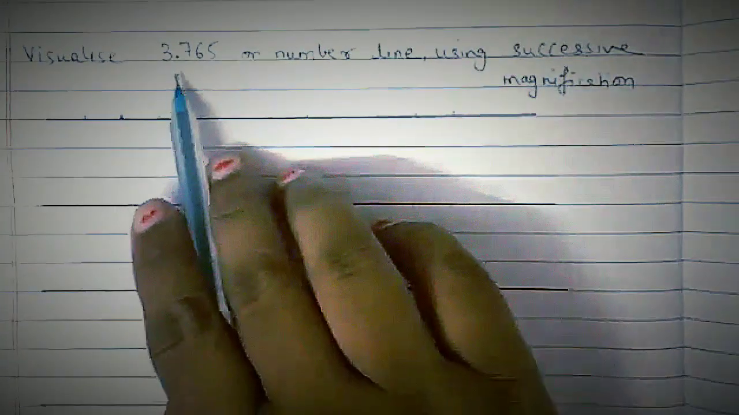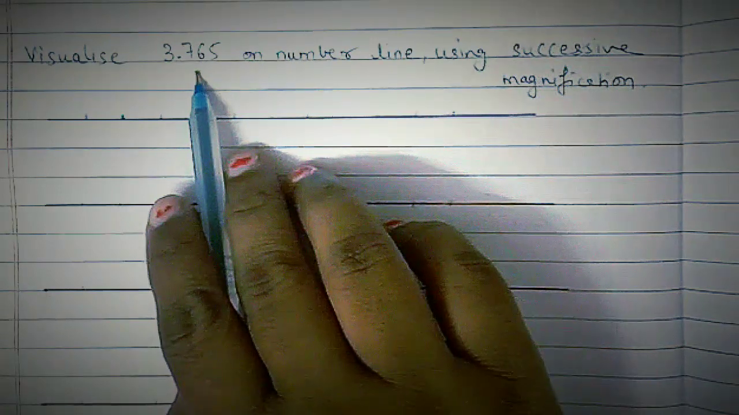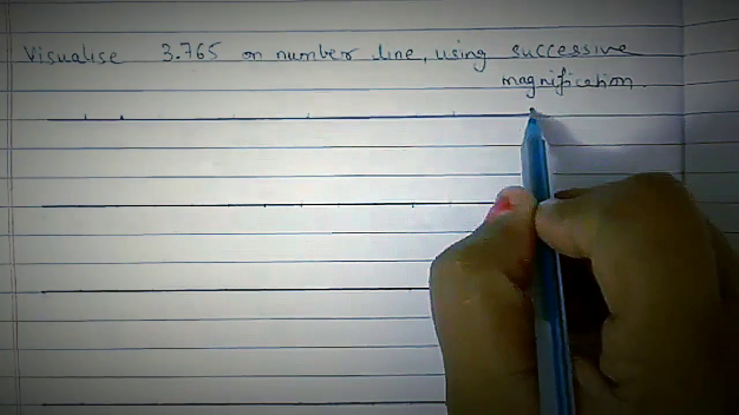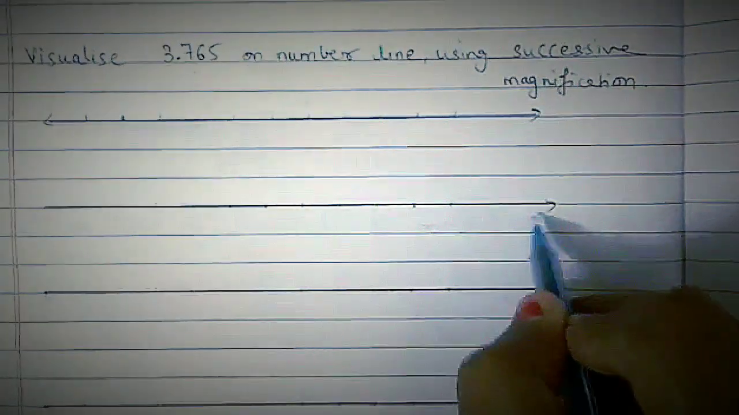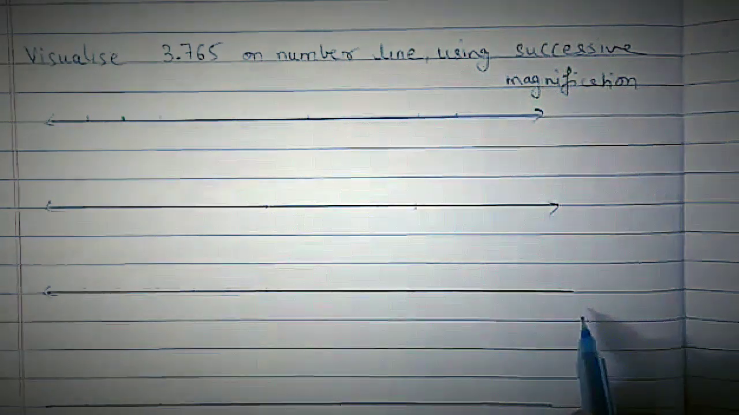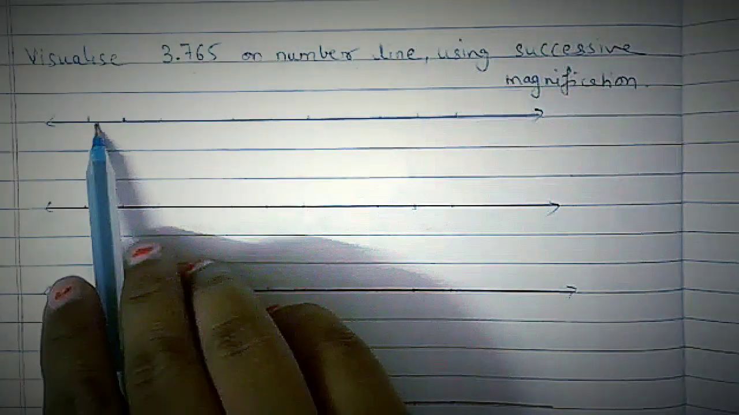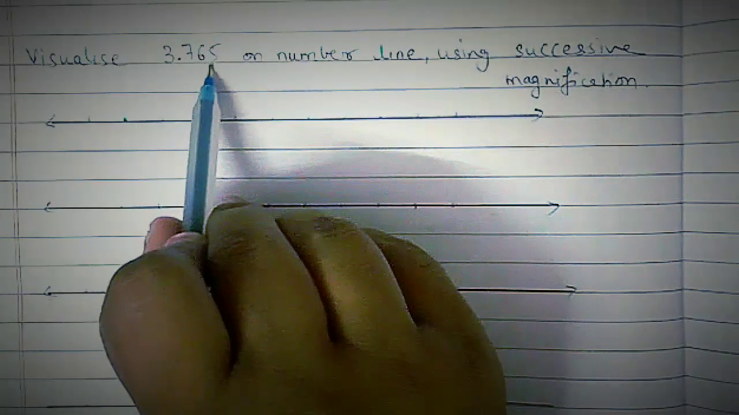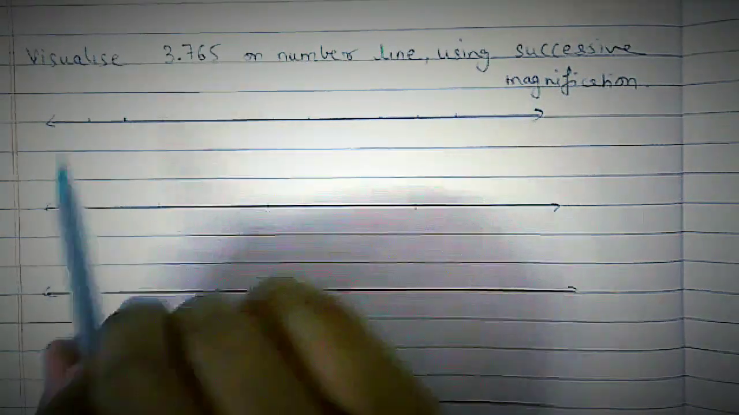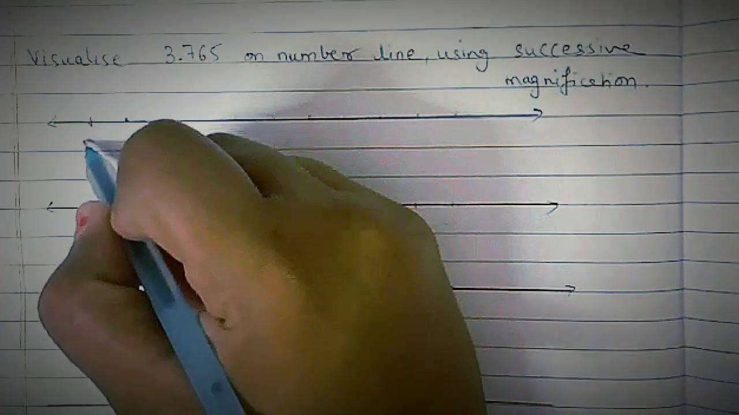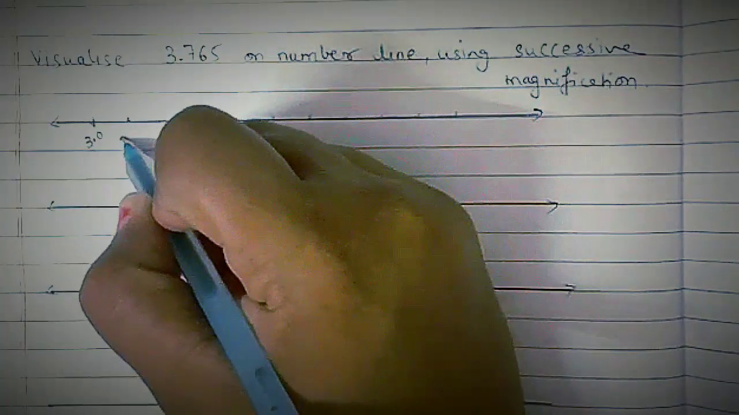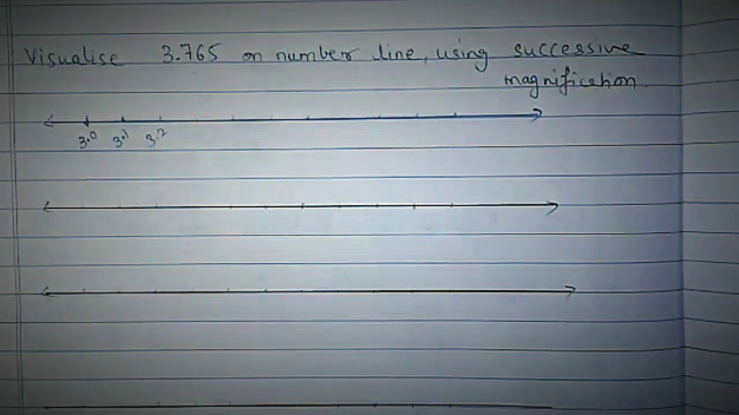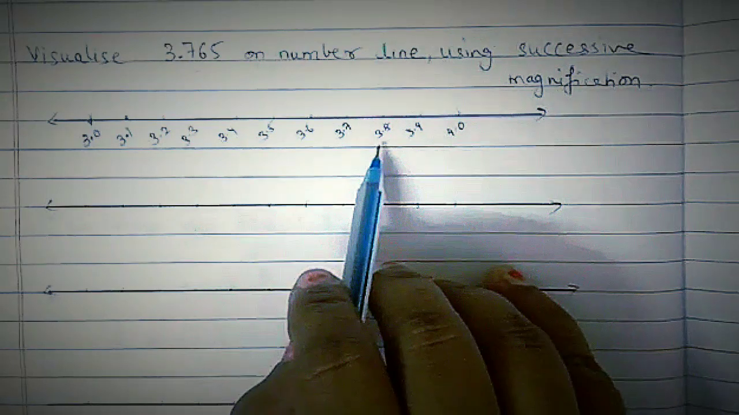Our next question is to visualize 3.765 on a number line using successive magnification. I have already drawn a number line 2 to 3 times. It is up to you how many you require, with 10 divisions on it. Now this number 3.765 comes between 3 and 4. So we will write it in this way. This is 3.0, then 3.1, 3.2 till 4.0. So you can see I have written the numbers.